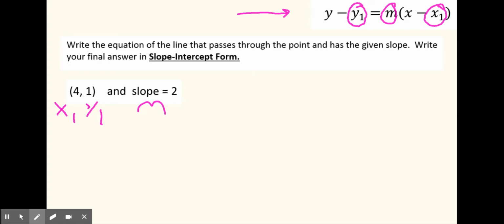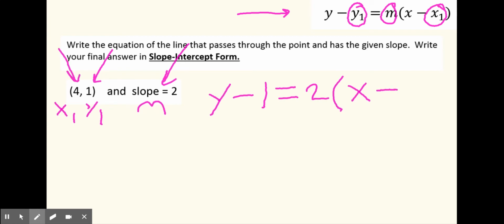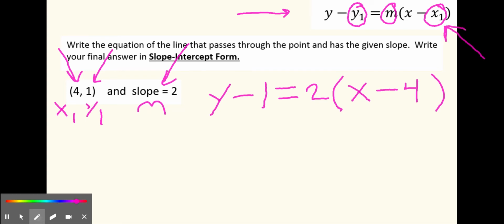So if we're following the point-slope form, we have y minus your y1 value of 1 equals your m value of 2 times x minus that 4. Notice that every number in this equation is the numbers that I circled here. Next step is if you want to get it into the slope-intercept form that we desire at the end, step number 2 is we need to distribute and solve for y.